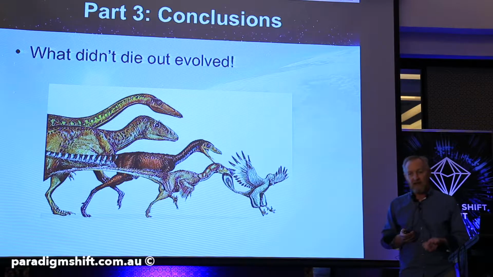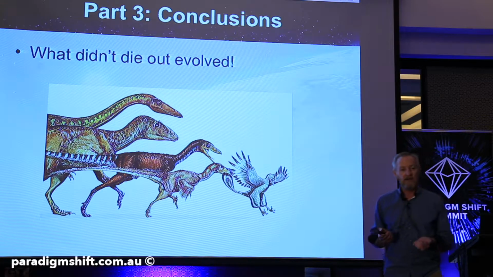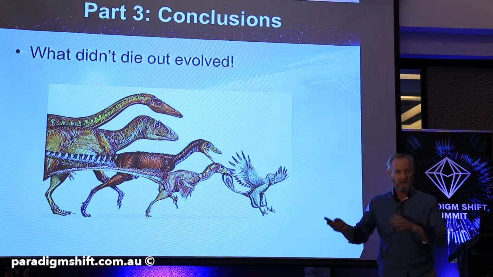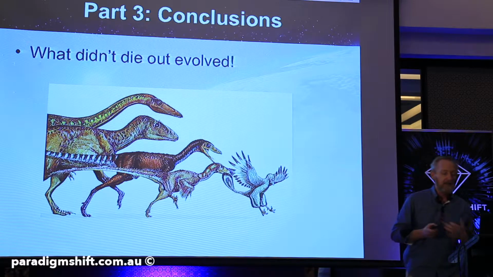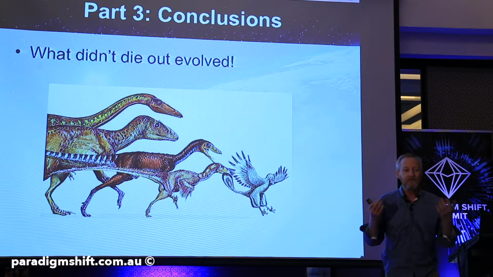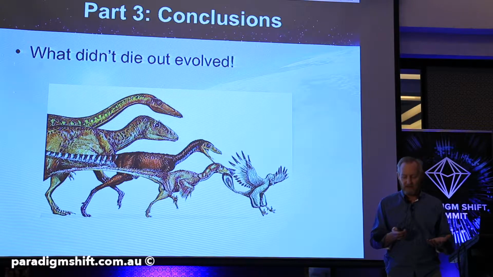But here's the interesting thing. You notice it wasn't 100% of life that was wiped out. It was close to 100%, but not all of it. That's because what life remained evolved into new species, right?